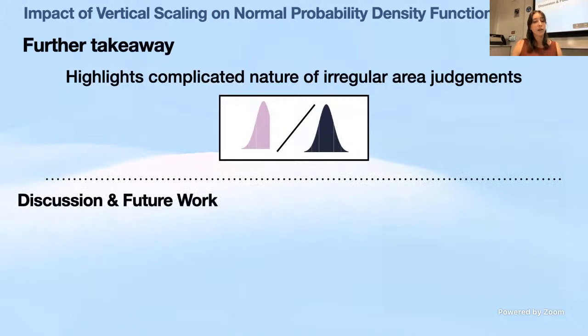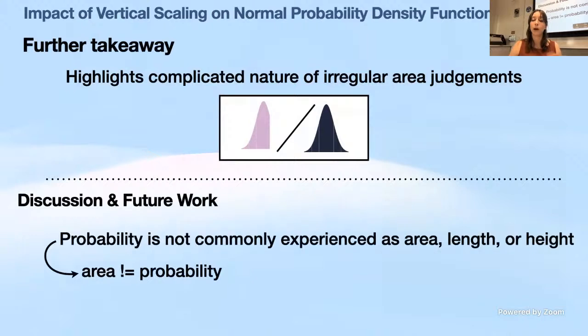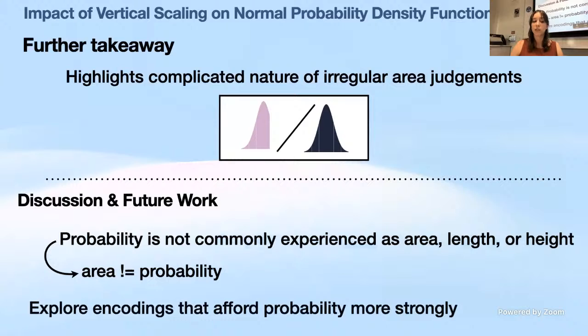And while we were working on this, Lisa and I were thinking deeply about probability and how it's encoded. And we wanted to point out the fact that we don't often experience probability in the real world as an area or a length or a height. And yet we have a lot of encodings, including PDF plots, that rely on these measurements to communicate probability. And so we wonder about exploring encodings that could afford probability more strongly and how these encodings might act if they would be more robust to small design decisions like compression.